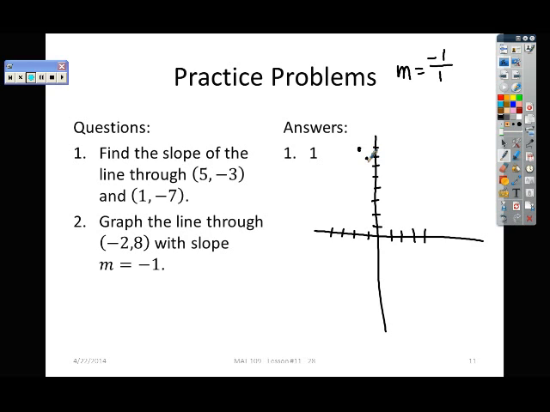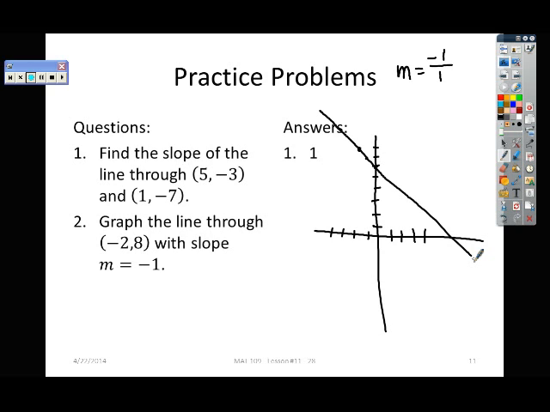Then I can move to the right again and down again, and so forth. And because it's a straight line, it's going to look like that. You need to be able to graph points like this, or graph lines like this. You can do it by an XY table, but then you'd have to have an equation. So if you're going to use an XY table or intercepts, you're going to have to get the equation first. That's fine.